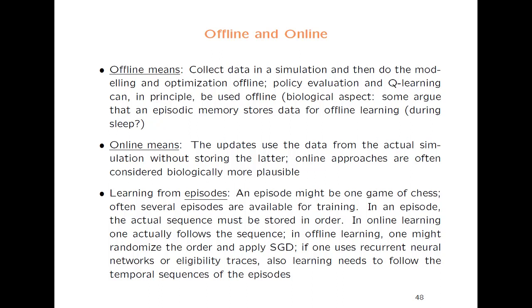So the actual sequence is stored in order, but learning doesn't always need to follow the sequence. Sometimes you can randomly shuffle the data, and then you don't have to follow the episodic sequence in training. But for some methods you have to follow the episodes. For example, if you use recurrent neural networks for modeling, or so-called eligibility traces, there you have to be careful and you have to follow the actual sequence of events also in training.